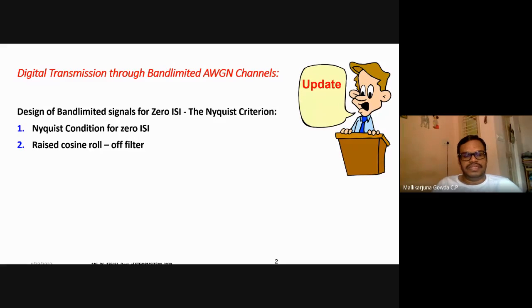Today we will be discussing the design of band limited signals for zero intersymbol interference. So what is the Nyquist criterion for that? We are trying to understand the Nyquist condition for zero intersymbol interference, and then we will be discussing the raised cosine rolloff filter. These are the two main topics which we are going to discuss today.